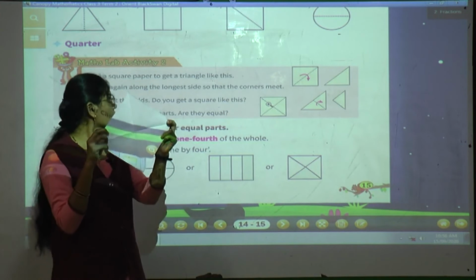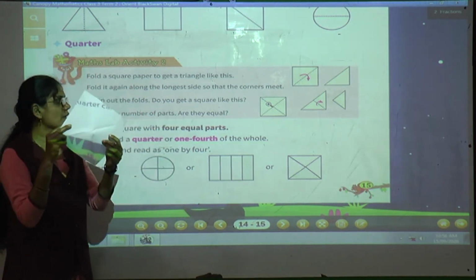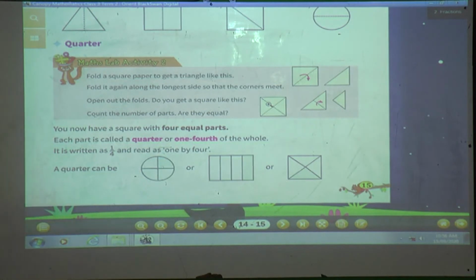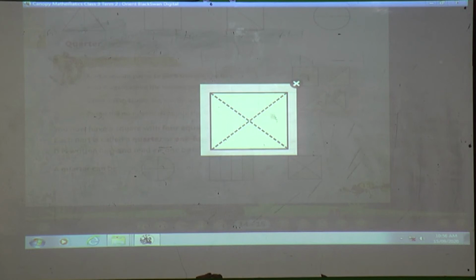In this way. Okay, now do you get a square like this? Yes, you can see here. In this way we got one square. Okay, in the square we can see four parts, and each part is equally divided. Each part is equal. Here you can see 1, 2, 3, 4. This square paper we have divided into four equal parts.